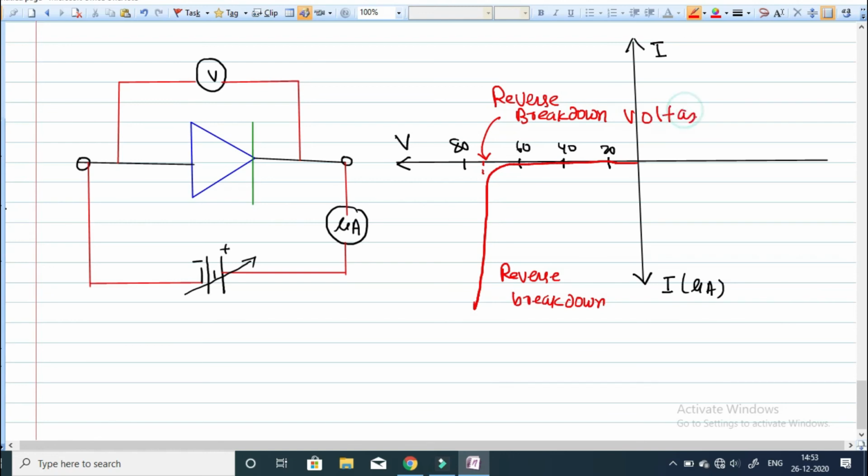So this is all about the reverse biasing of the PN junction diode and its IV characteristics during the reverse biasing. Today in this video we have discussed the forward biasing and reverse biasing of the PN junction diode, as well as their working. In summary, in forward biasing the diode will conduct, and in reverse biasing the diode will not conduct if the applied voltage is less than the reverse breakdown voltage.